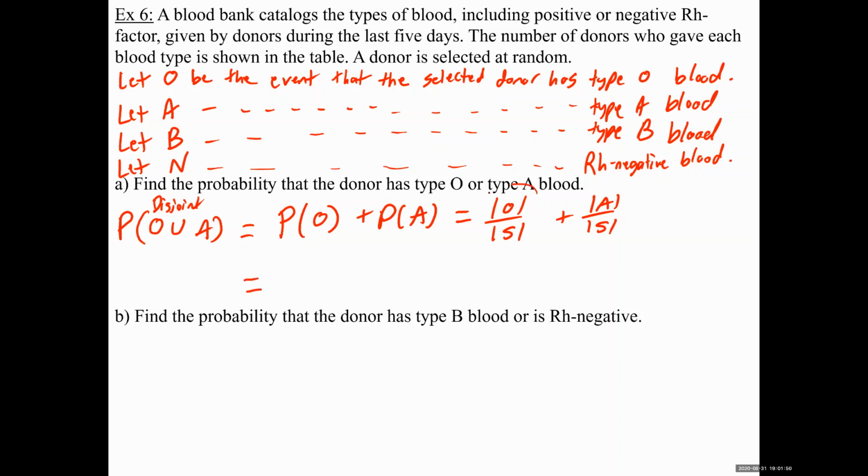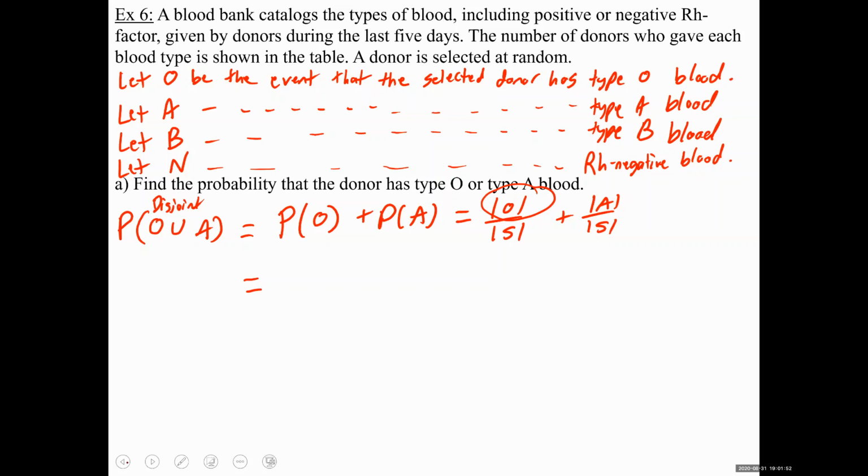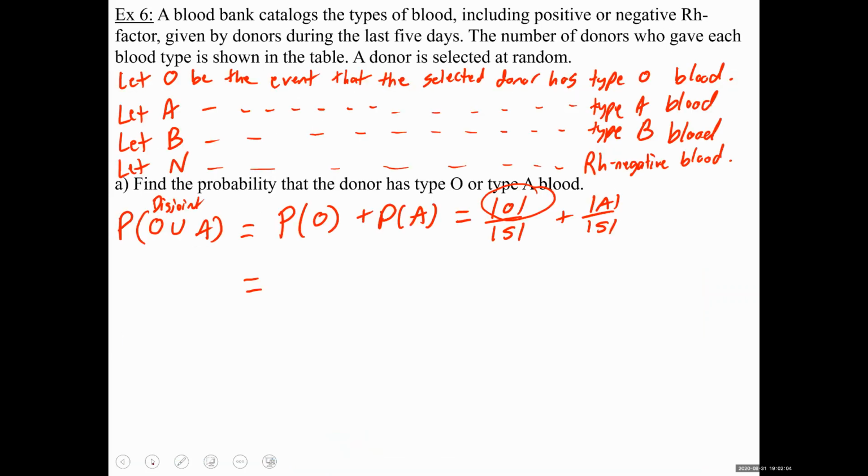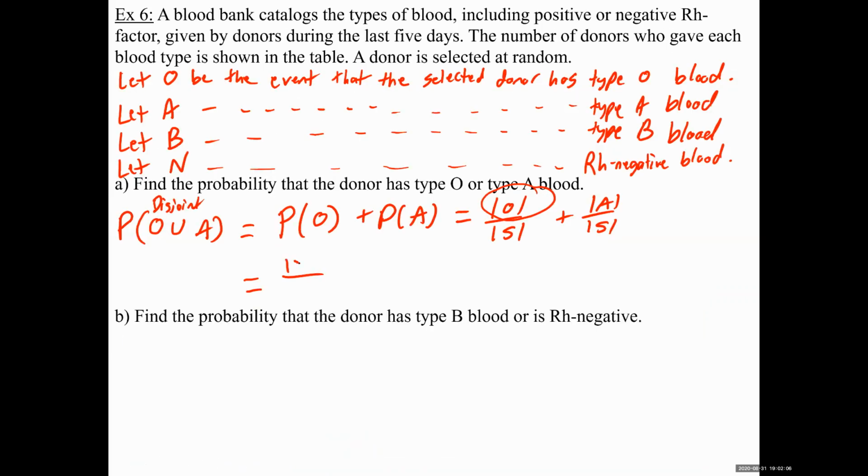Okay, so we use the OR formula, then the absolute value formula, and now we do what the formula says. It says count how many people have type O. Let's go take a look. There's a table. Oh, sorry. Here. How many people have type O? 184. That's right. Count all of them. So that's 184 people have type O total, over 409, there's 409 people total in the table.